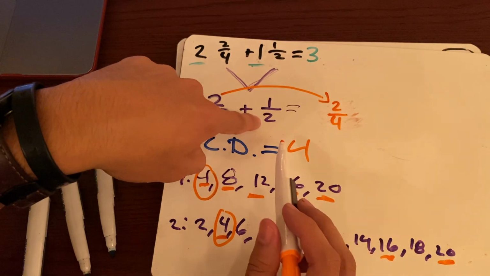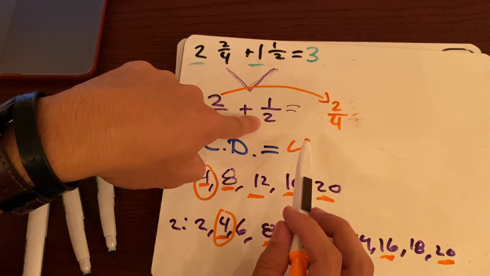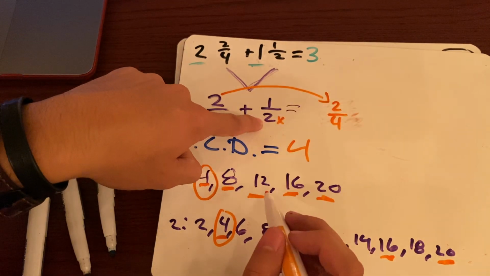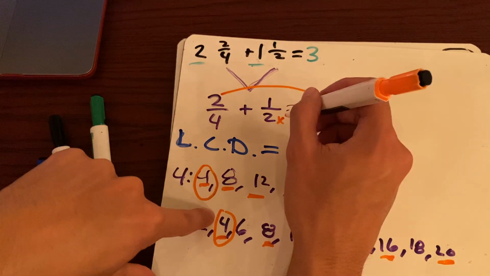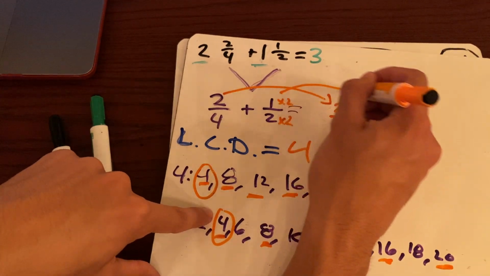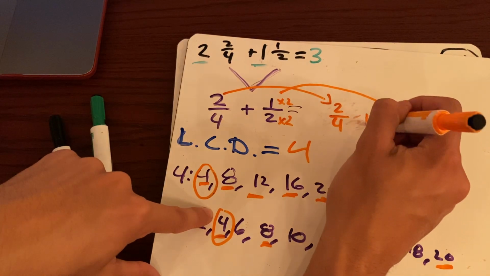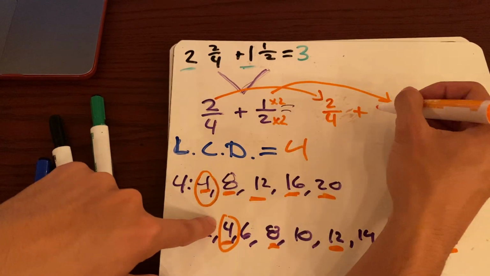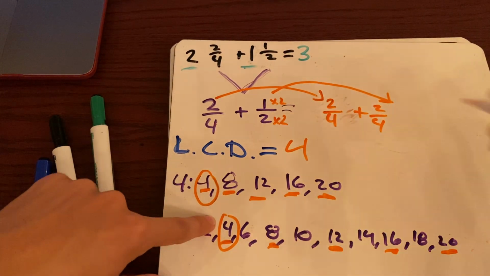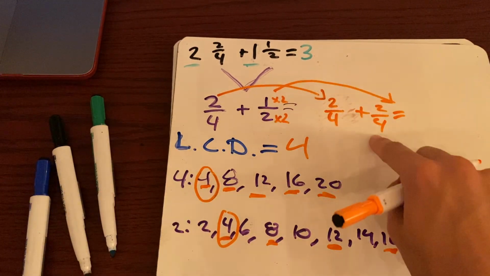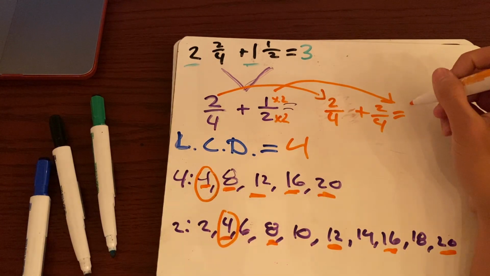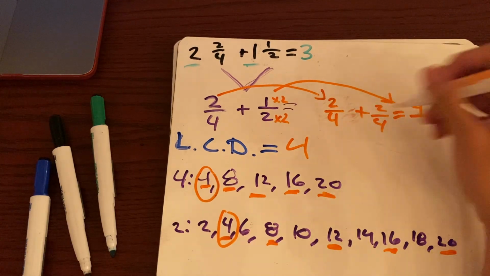How can I switch this 2 into a 4? Well, let's see. 2 times 1 is 2. 2 times 2 is 4. So there you go. I need to multiply it by 2. And multiply my numerator by 2. 1 times 2, 2. 2 times 2, 4. Our denominators are the same. That's a big hint that I'm doing this correctly. 2 plus 2, 4. And then denominator 4.